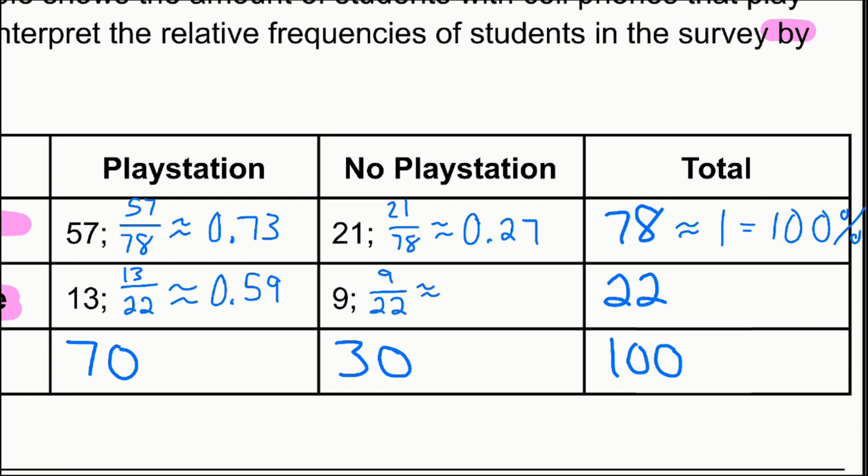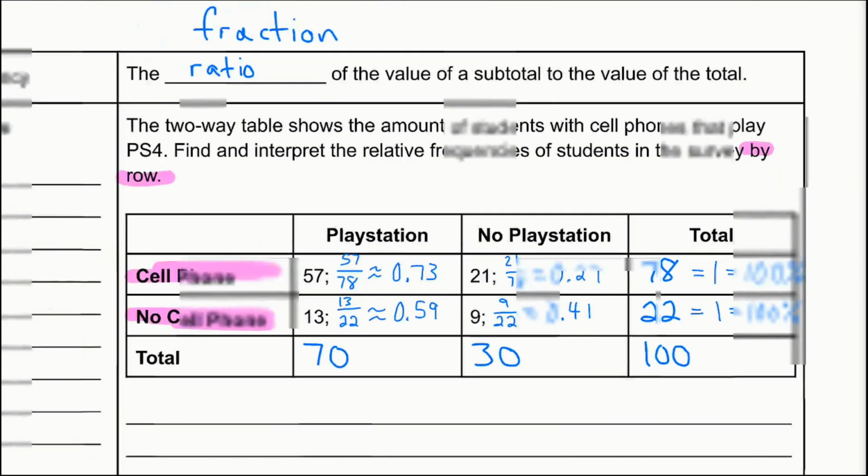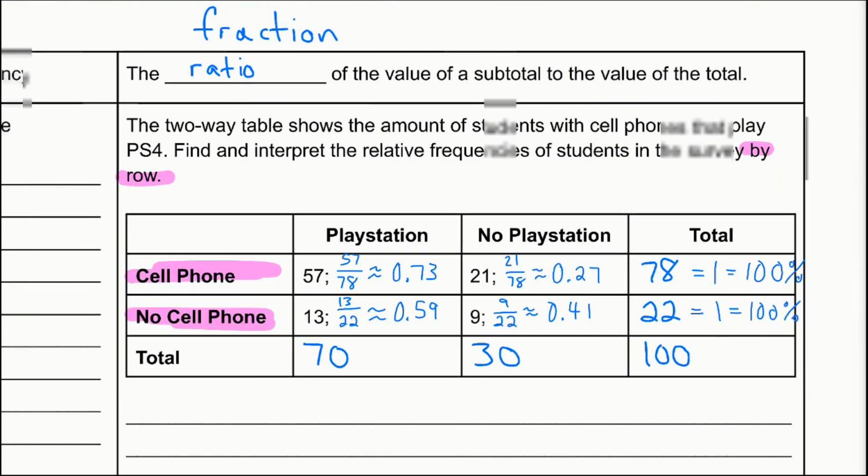9 divided by 22, 0.409, yes, so 0.41, which again, it does equal 1 when you add up your relative frequencies, which is 100% of the data. Okay, so that's kind of a lot, but the math is mathing, so there is that. It does work out. So it does say interpret the relative frequencies.